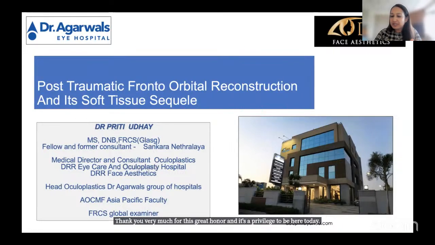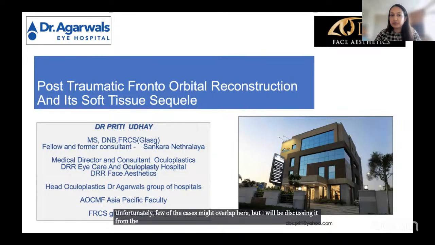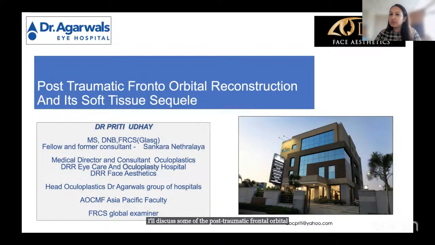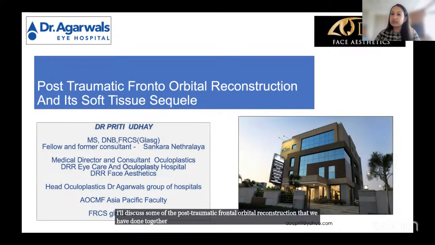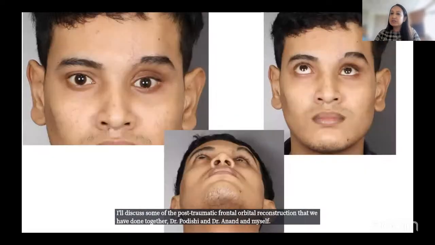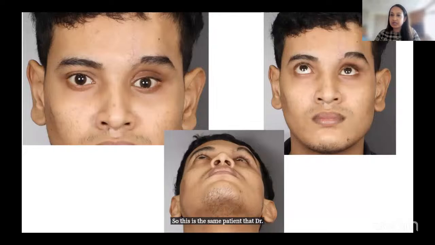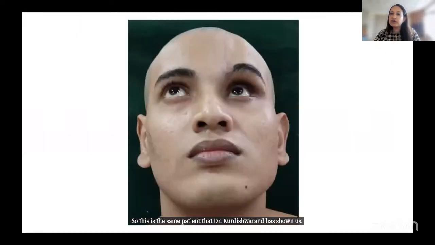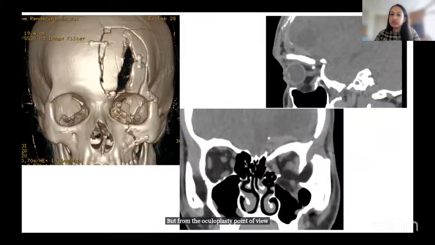Unfortunately, a few of the cases might overlap here, but I will be discussing it from the oculoplasty point of view. I'll discuss some of the post-traumatic frontal-orbital reconstruction that we have done together, Dr. Kodishwaran, Dr. Anant, and myself. So this is the same patient that Dr. Kodishwaran has shown us, but from the oculoplasty point of view, I will show you actually the surgery.